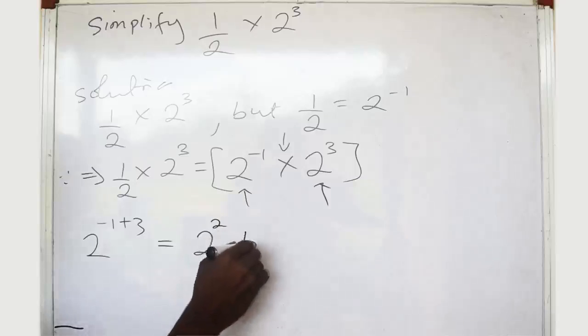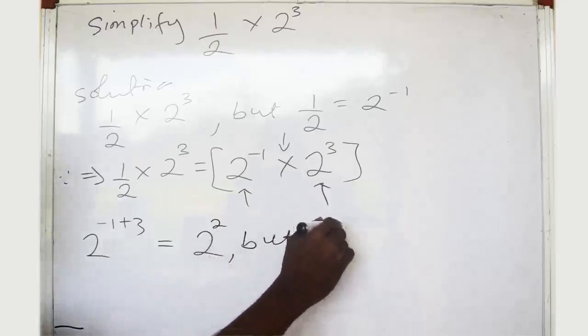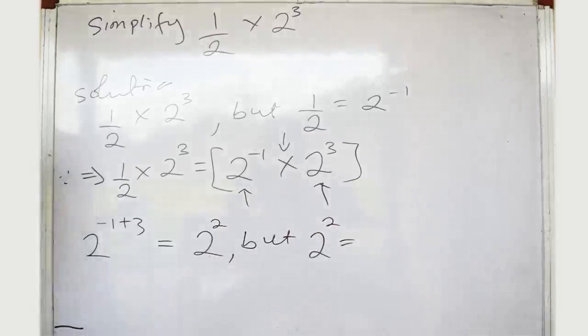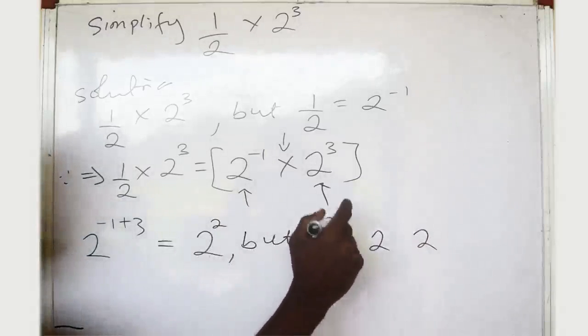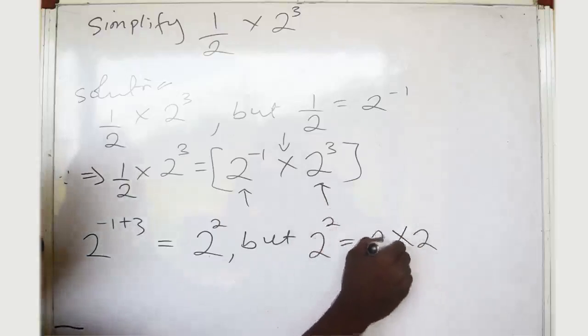But you and I know that 2 raised to power 2, according to the first law of indices, which is the law of exponents, means you should repeat the 2 to the value of the power, and then put multiplication in the middle. 2 times 2 is 4.